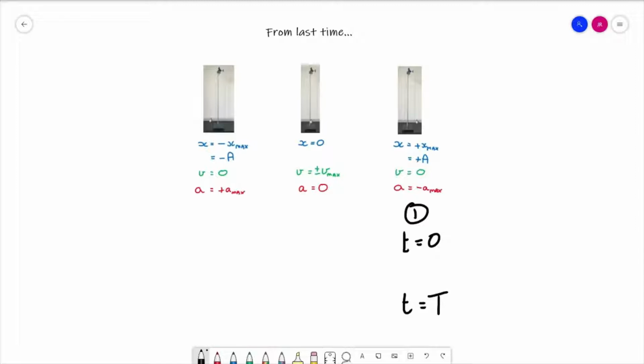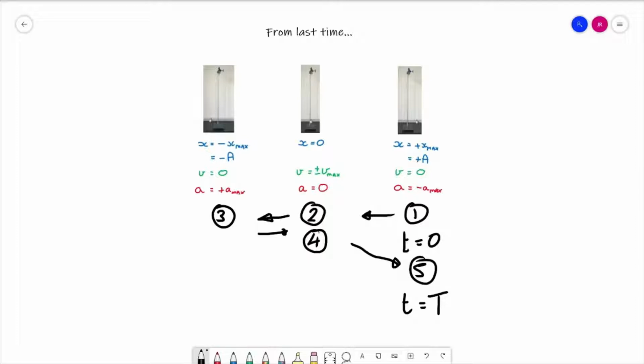But there are a couple of other points which we're going to have to take into account along the way. From positive x max, it will then move to the equilibrium position, so that will be our second point. From there it will then move to the negative amplitude position, that will be our third point. It will then go back to equilibrium, point number 4, before it comes back to positive x max again after one complete oscillation, so that's point 5.